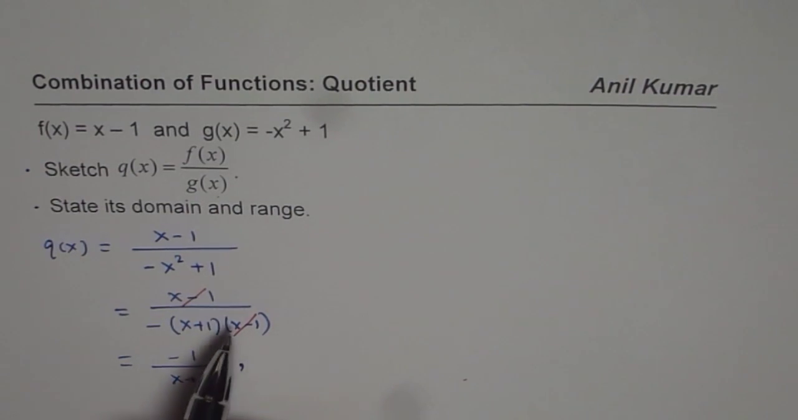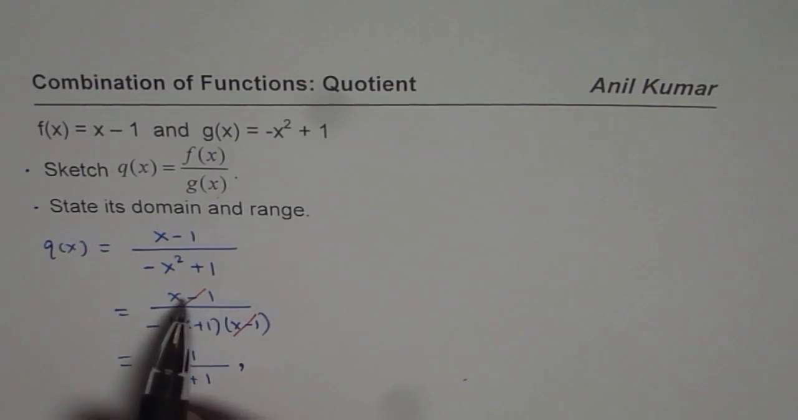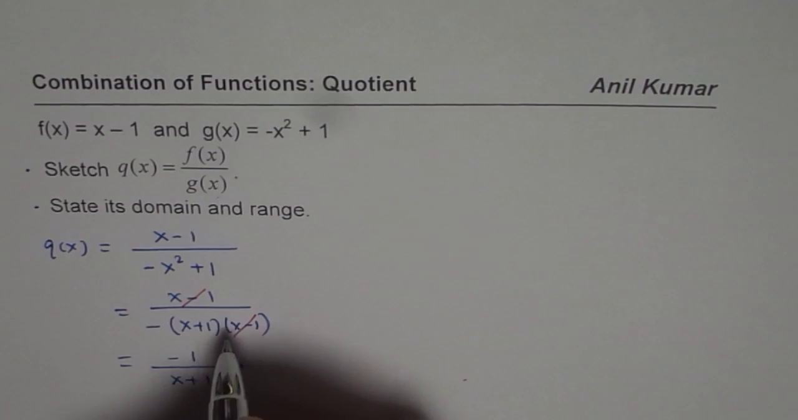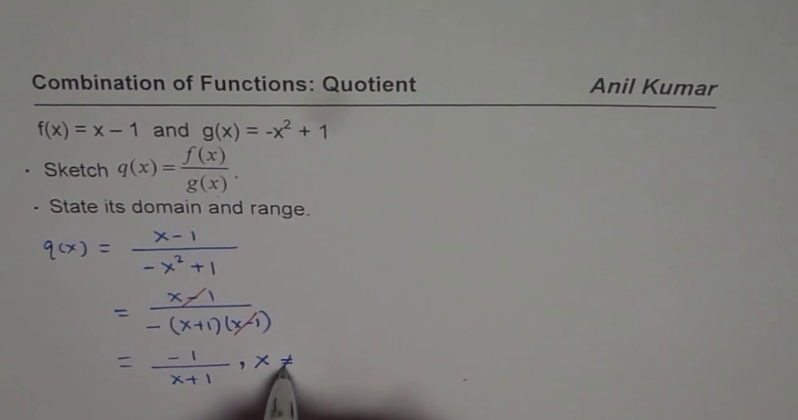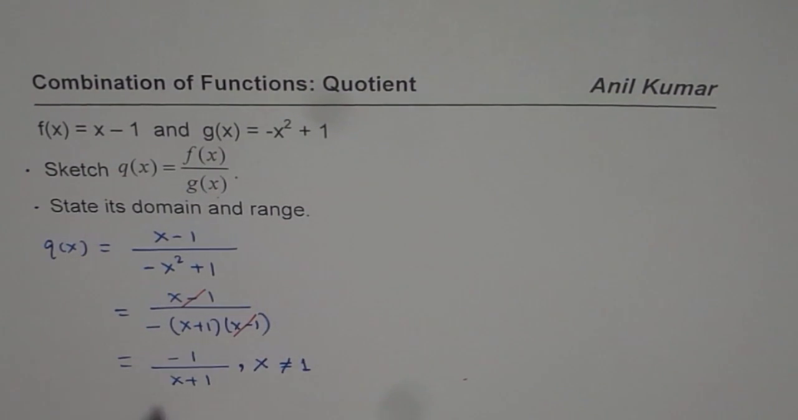Now once you cancel the common factors, we know we have a hole at this position, correct? And one restriction because of this is that x cannot be equal to plus 1, right? So when you write like this, after cancellation, you should definitely write x is not equal to 1. Now it is an equivalent function as given before. Now that is the function given to us. We'll now sketch this function.